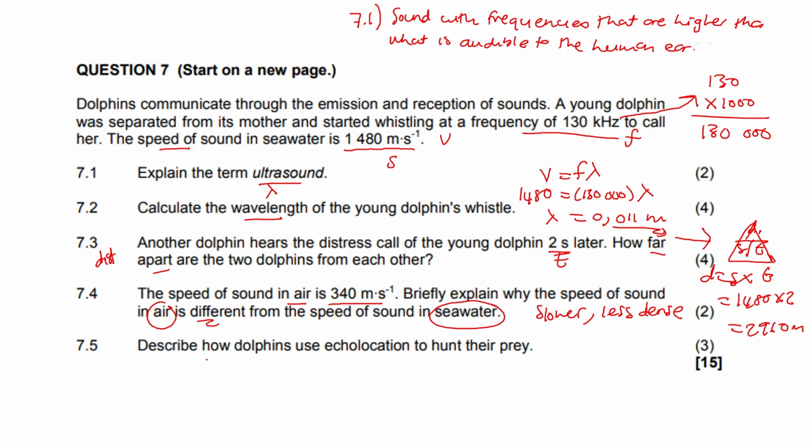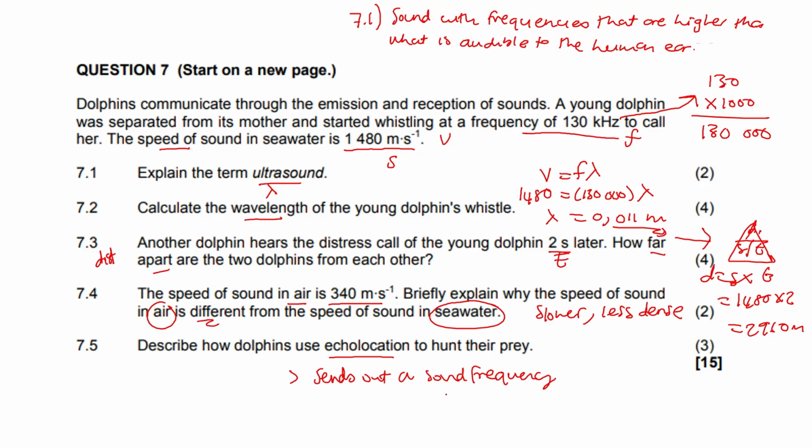7.5. Describe how dolphins use echolocation to hunt their prey. You can say dolphins send out a sound frequency, something like that. Or you could say the sound reflects off the prey and returns to the dolphin.